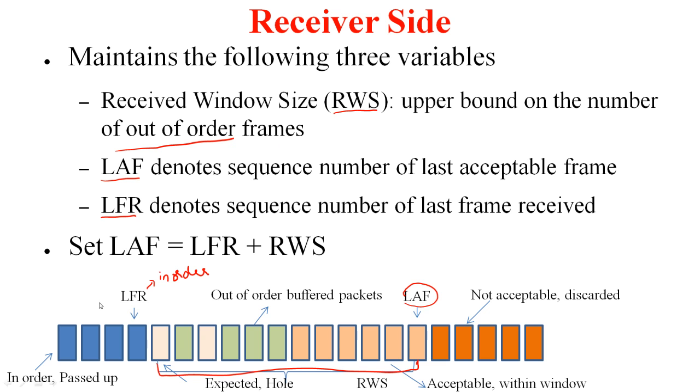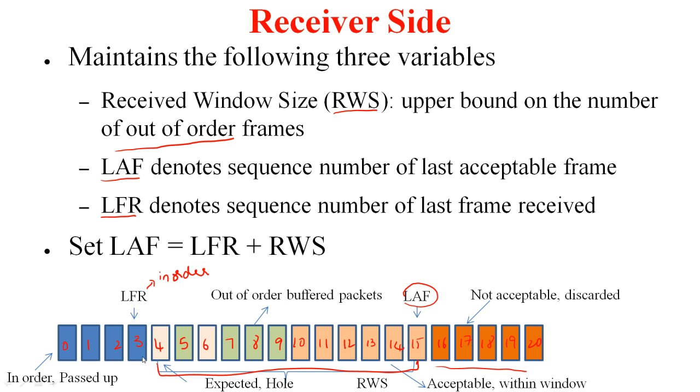All frames until LFR were received in order. So the receiver could potentially pass these frames up to the higher layers because they are all in order. Now these things are not in order. In other words, either it is expecting this frame or it received some frames but they are out of order, thereby it is buffering them. So as you can see, this protocol can also provide in order delivery of frames. And how many of these out of order buffered packets will it accept? Only until this point. If it received any packets outside this range of sequence numbers, it is not going to accept them.